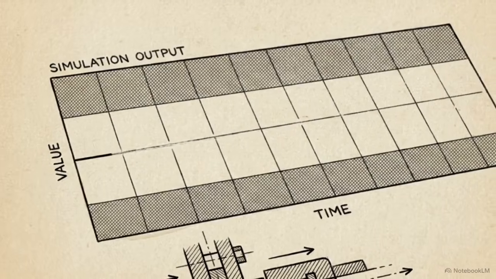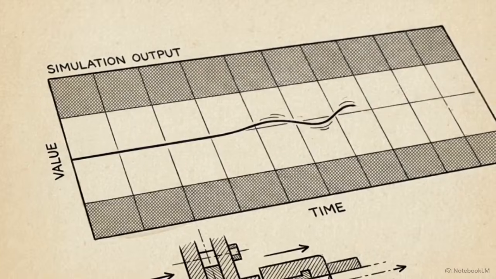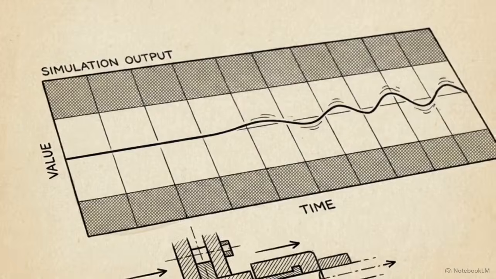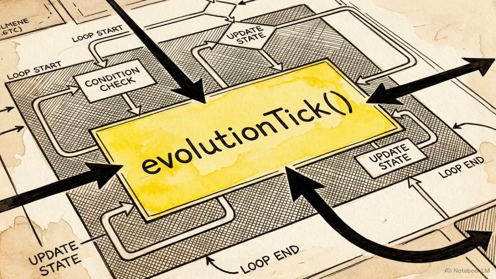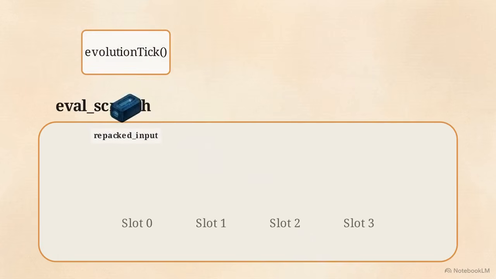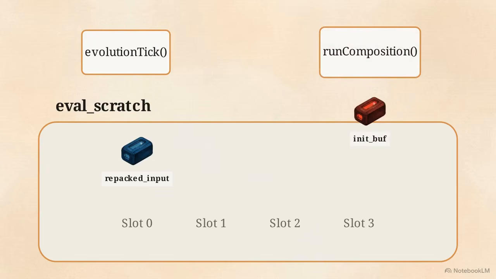With the segmentation fault resolved, the system runs, but a secondary failure emerges. The output data slowly corrupts over time, poisoning the simulation. The source of this anomaly lies inside the evolution.zig execution loop. This grid represents eval scratch, a temporary memory space allocated for data processing, divided into 4 distinct parking slots labeled 0 through 3. During each tick, the evolution function assigns its repacked input data directly into the first available space, filling slot 0. Immediately after, the system calls a function named runComposition, which requires its own temporary space for an initialization buffer. The collision happens here.